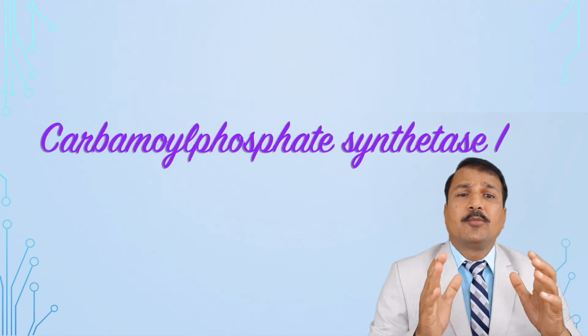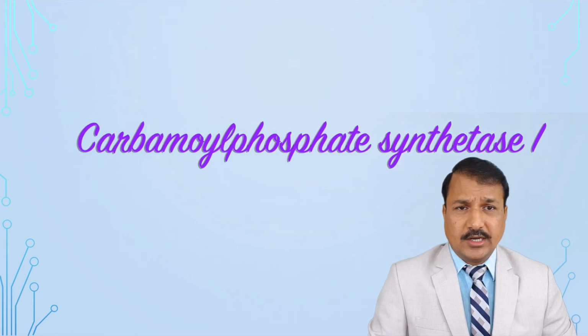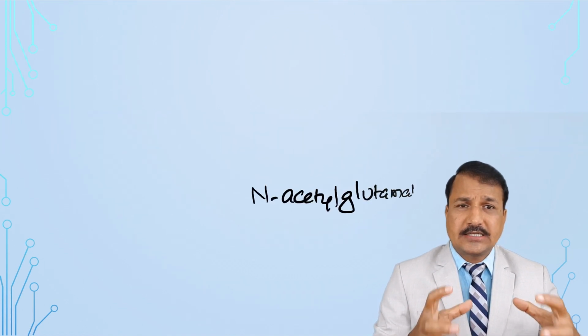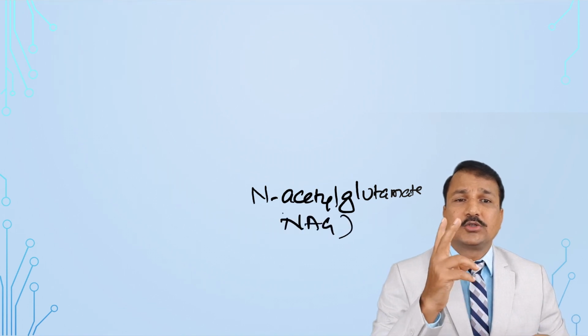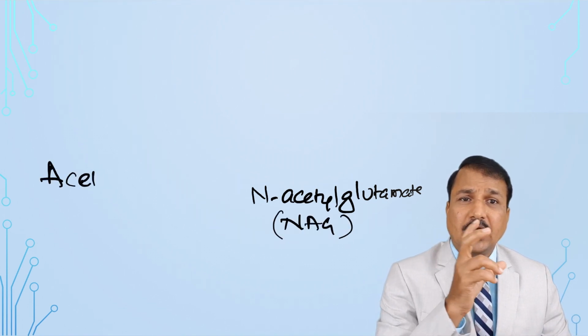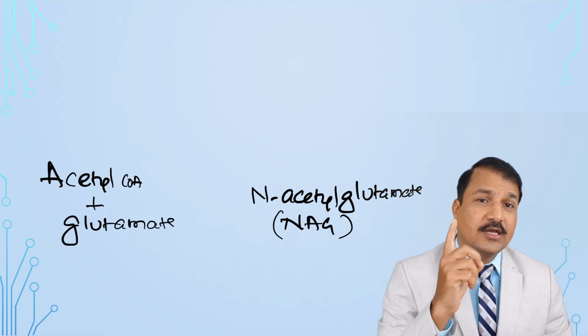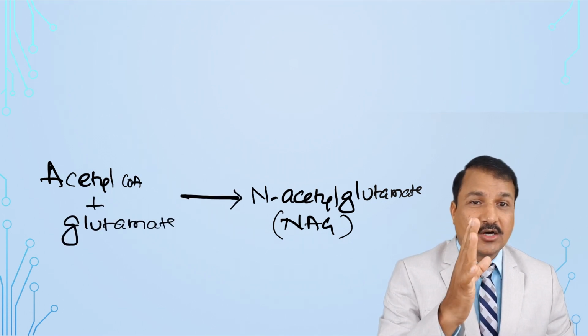Now, what about carbamoylphosphate synthetase 1 enzyme? Note that carbamoylphosphate synthetase 1 needs an obligate activator called N-acetylglutamate, and this N-acetylglutamate itself is synthesized from two molecules, that is acetyl-CoA and glutamate. Remember, acetyl-CoA is elevated whenever beta oxidation is going on.